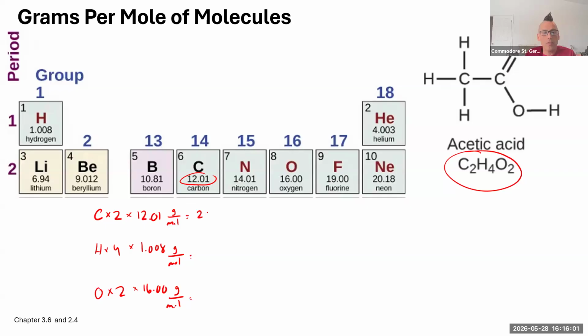This is 24.02 grams per mole. This is 4.032 grams per mole. And this is 16.00 grams per mole. Oh, sorry, 32. Add these up. It's going to be 60.052 grams per mole.